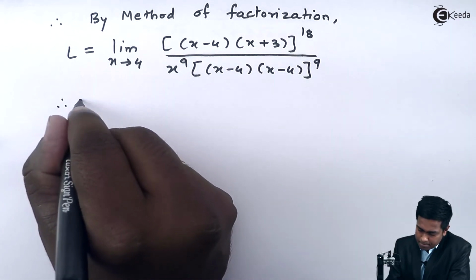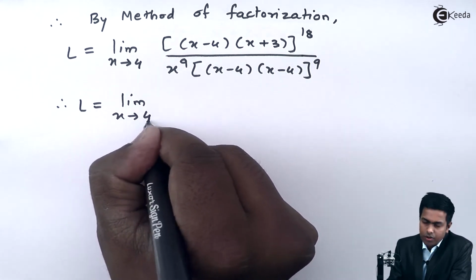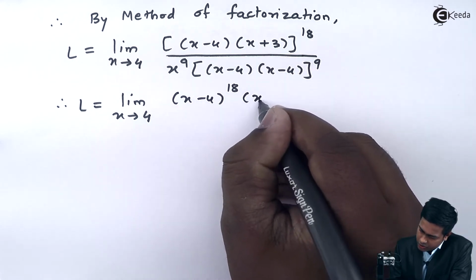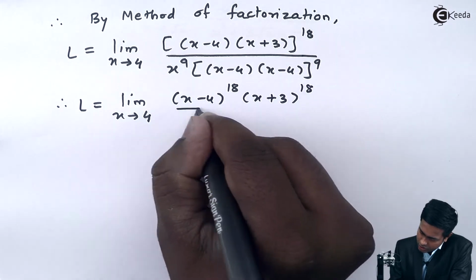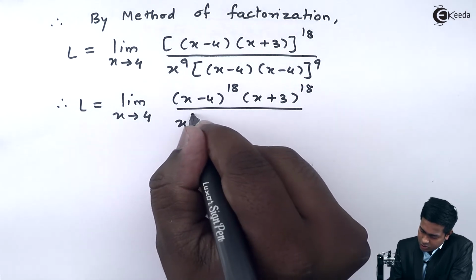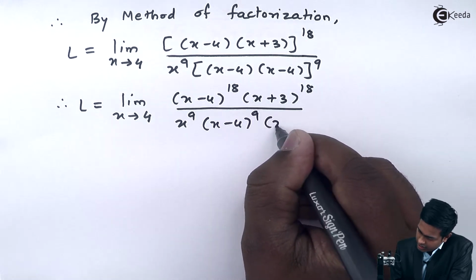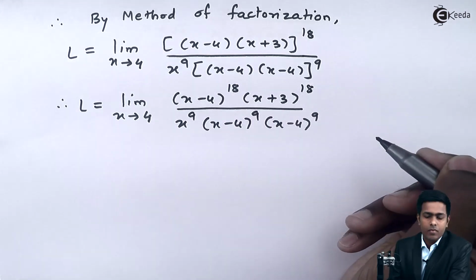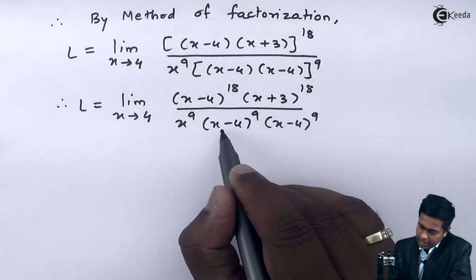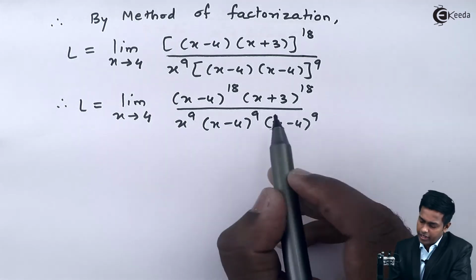Now this will become limit x tends to 4, (x − 4)^18 times (x + 3)^18, so I am just applying the law of indices. Next, this will become x^9 as it is, and (x − 4)^9 and (x − 4)^9. Now if we observe the denominator, (x − 4)^9 and (x − 4)^9 means (x − 4)^18.